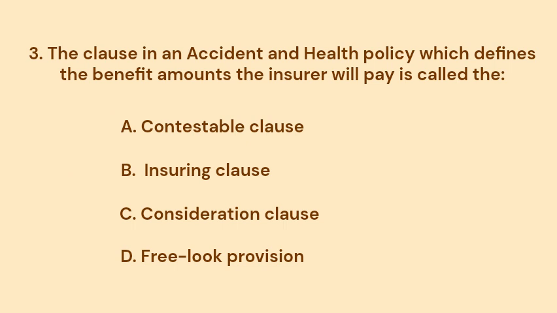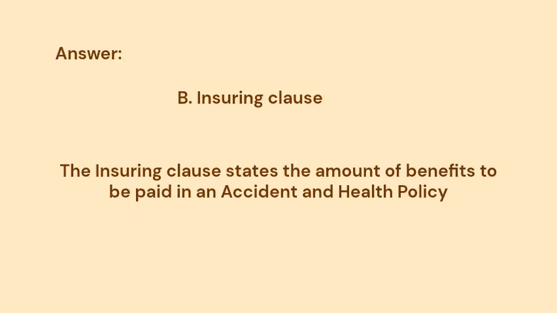3. The clause in an accident and health policy which defines the benefit amounts the insurer will pay is called the A. Contestable clause. B. Insuring clause. C. Consideration clause. D. Free look provision. Answer: B. Insuring clause. The insuring clause states the amount of benefits to be paid in an accident and health policy.